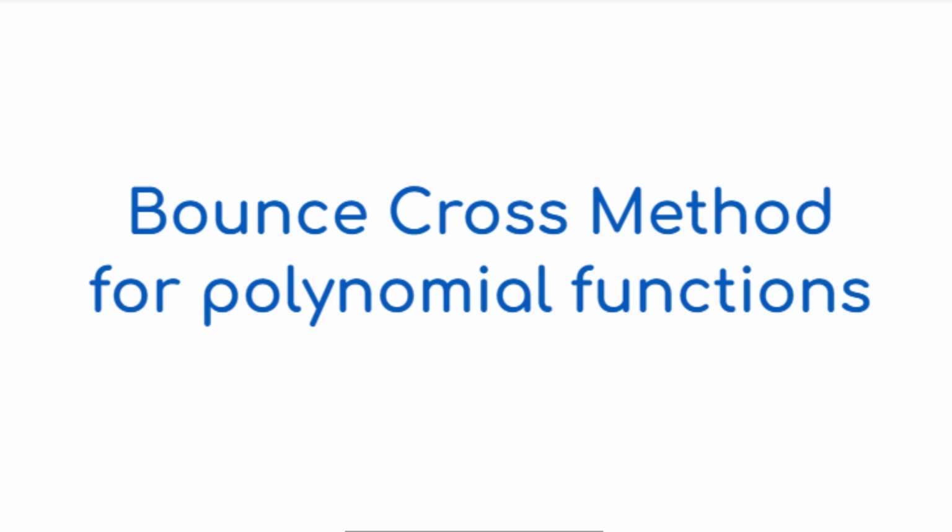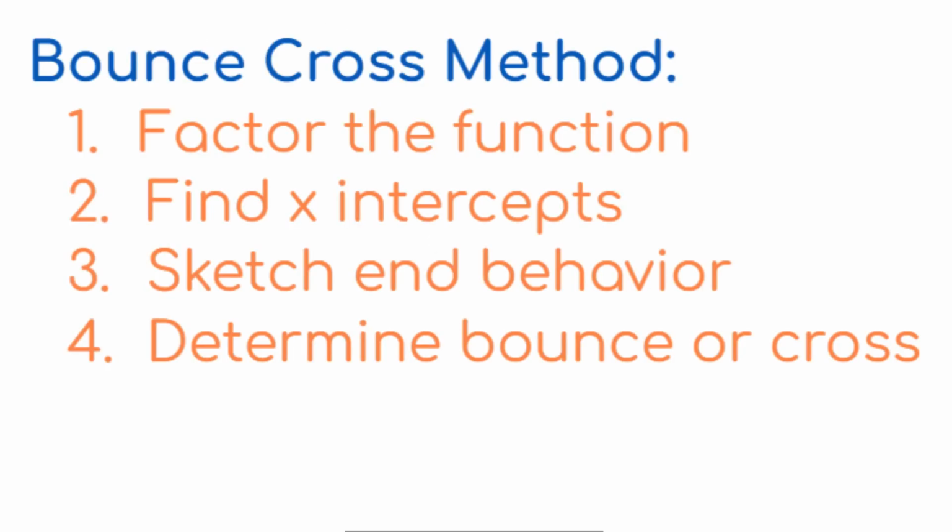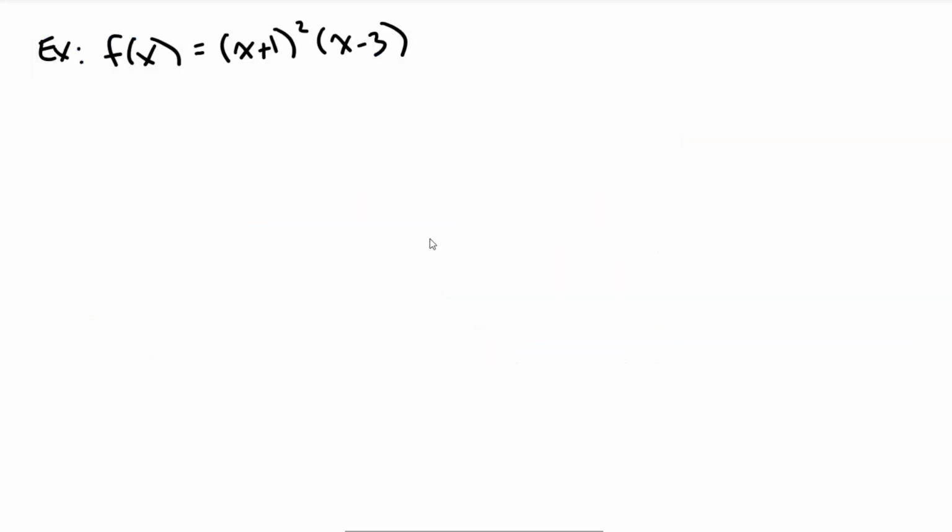This is the bounce cross method for graphing polynomial functions. Let's say I want to sketch the function f(x) = (x + 1)^2 (x - 3). The first step of the bounce cross method is to factor the polynomial, but since this function is already factored, we can move on to the next step.